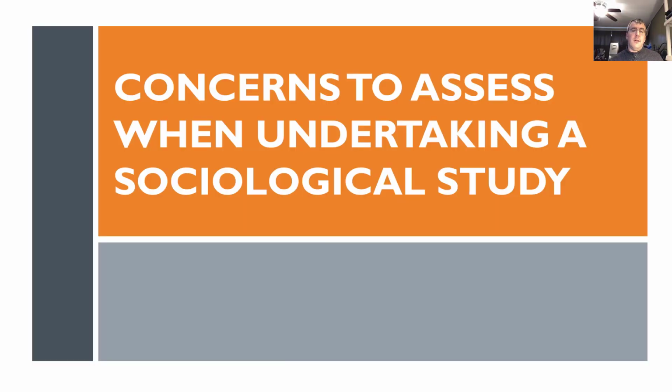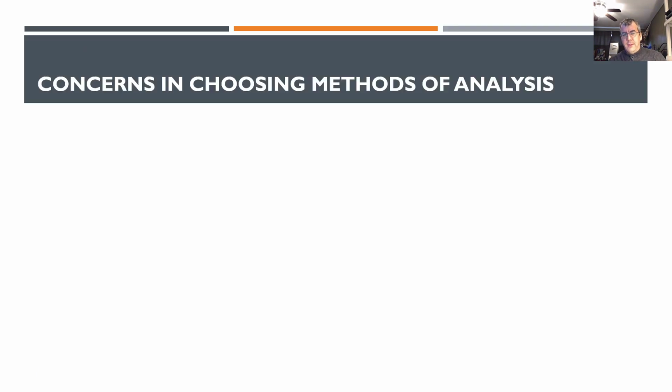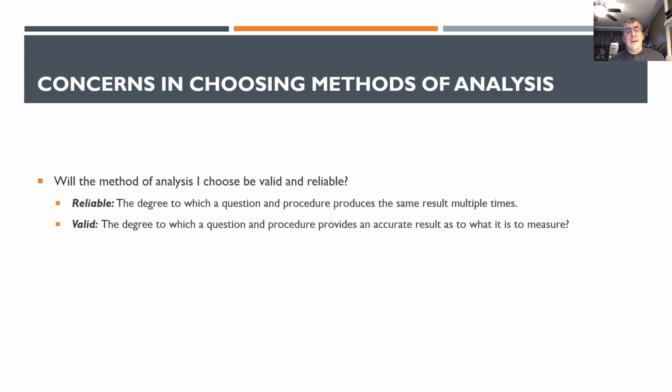Now I want to move on to another part, and this concerns what to assess when undertaking a sociological study. So we have to take into account numerous different things when carrying out such studies. First of all, will the method of analysis I choose produce valid and reliable results? Reliable, as noted, is defined as the degree to which a question and procedure produces the same result multiple times, and valid is the degree to which a question and procedure provides an accurate result as to the measure. So that's the first thing. Is the method going to produce something that's valid and reliable?